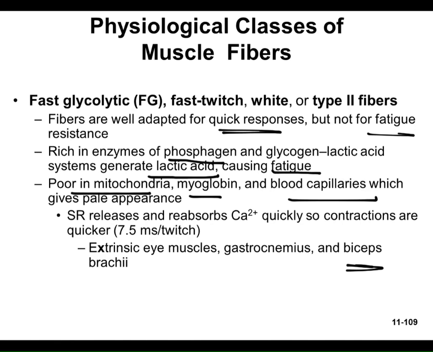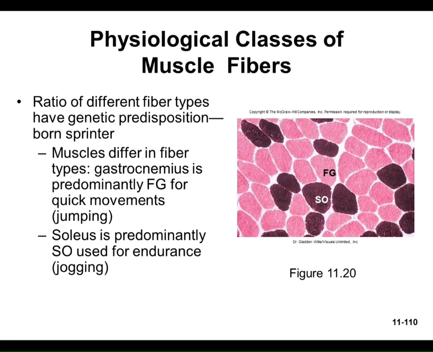So, fortunate or unfortunate, our biceps brachii is largely fast glycolytic. We use it quickly, but our biceps brachii is pretty resistant to fatigue when compared to other muscles in the body, and the gastrocnemius actually fits here. So the gastrocnemius has more fatigue potential, but the soleus is more of a long-term muscle that's resistant to fatigue.